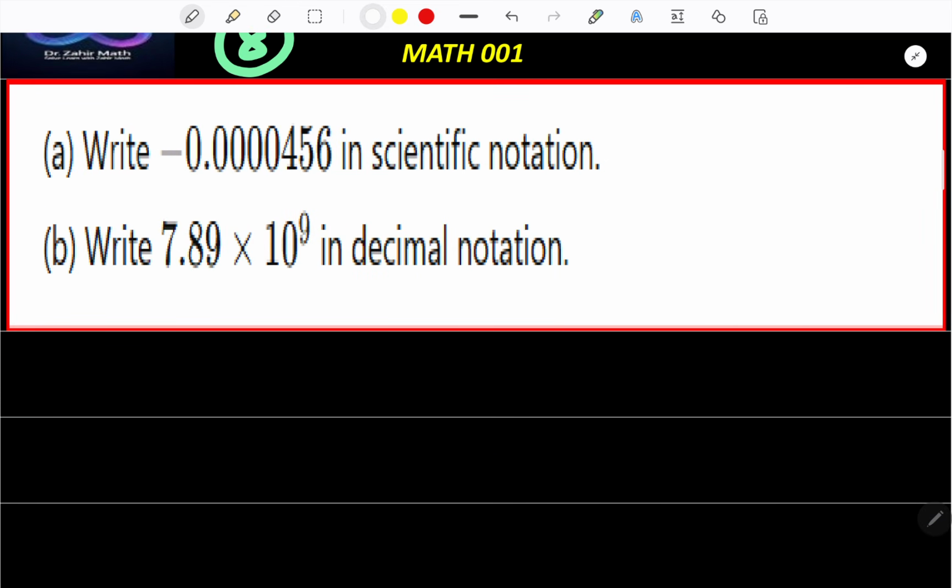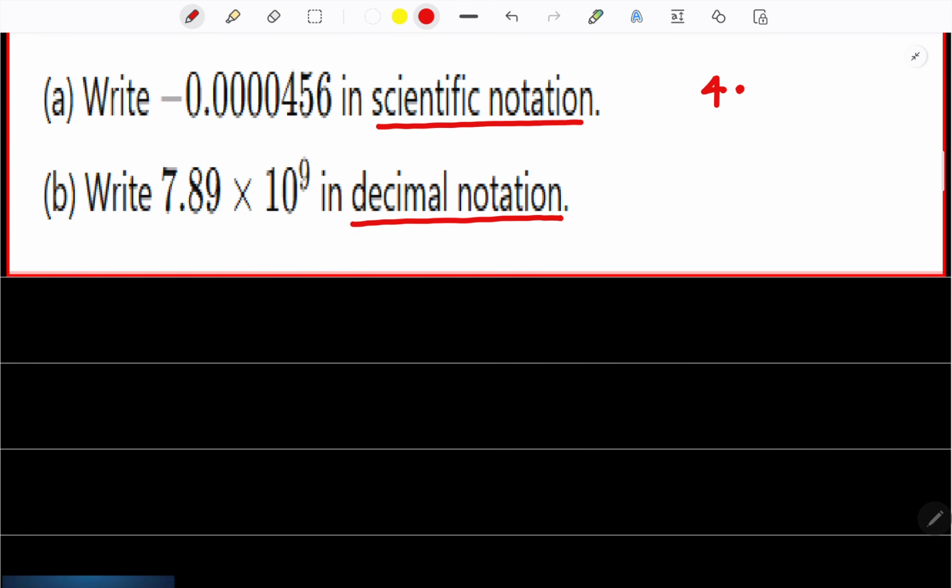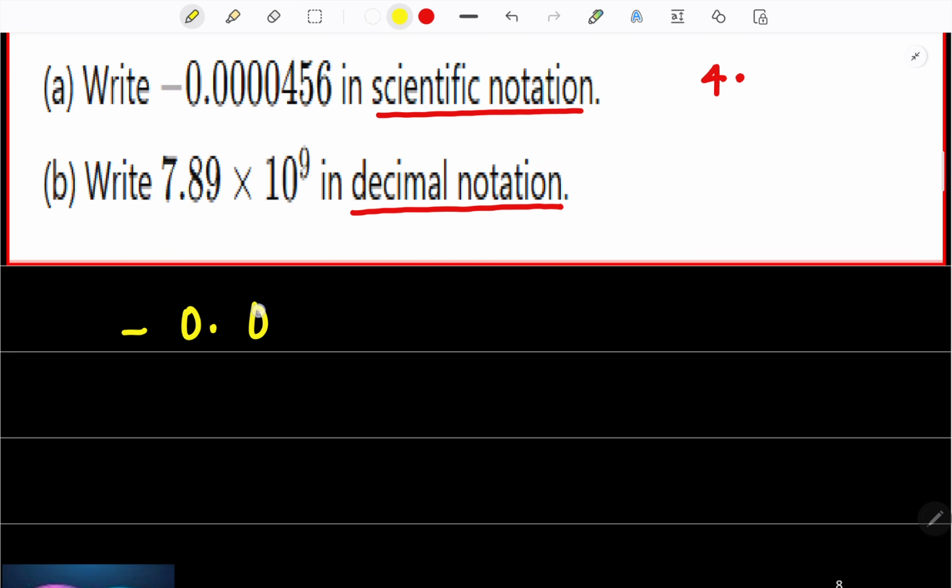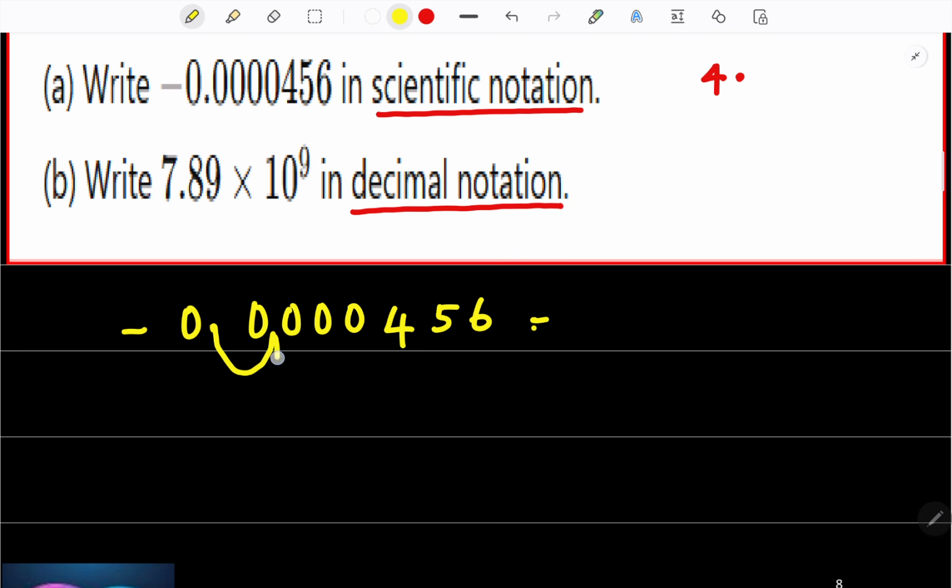Next is write in scientific notation, write in decimal notation. I told you scientific notation, you should have a decimal point at least one number before that. For the decimal, not like that, just moving the point according to the 10 powers. Let us take this question. Negative 0.0000456. So the point is here, we are moving 1, 2, 3, 4 times. Not 4, sorry. You should be one number before. 1, 2, 3, 4, 5 times. It should be here all the time. The point is one number before.